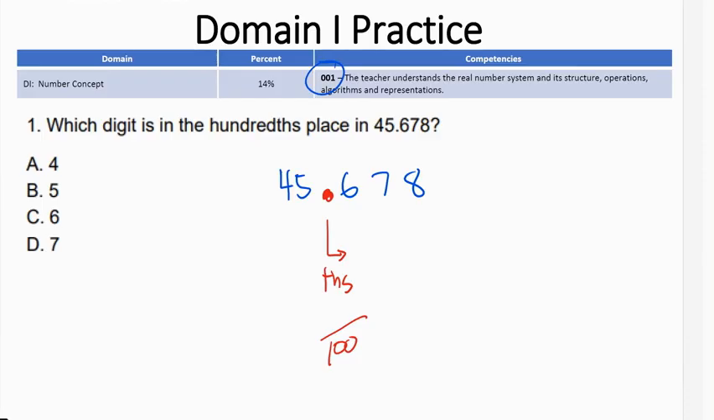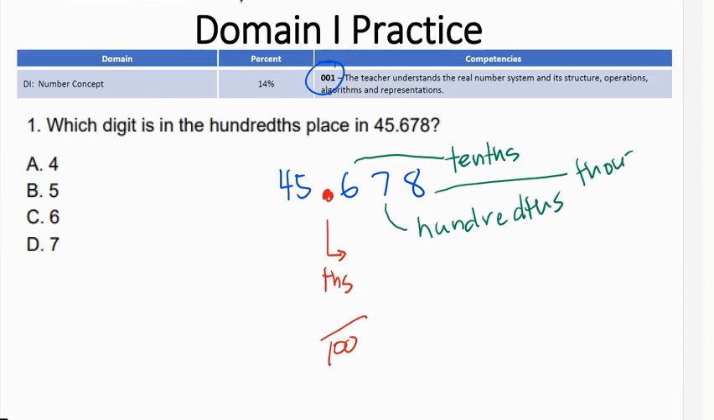Okay, let me start with this part here. So this is tenths, remember tenths, but THS. This is hundreds. This is thousands. Remember, THS after the decimal point. If you remember, this is your ones, and this is your tens. This is the whole number.